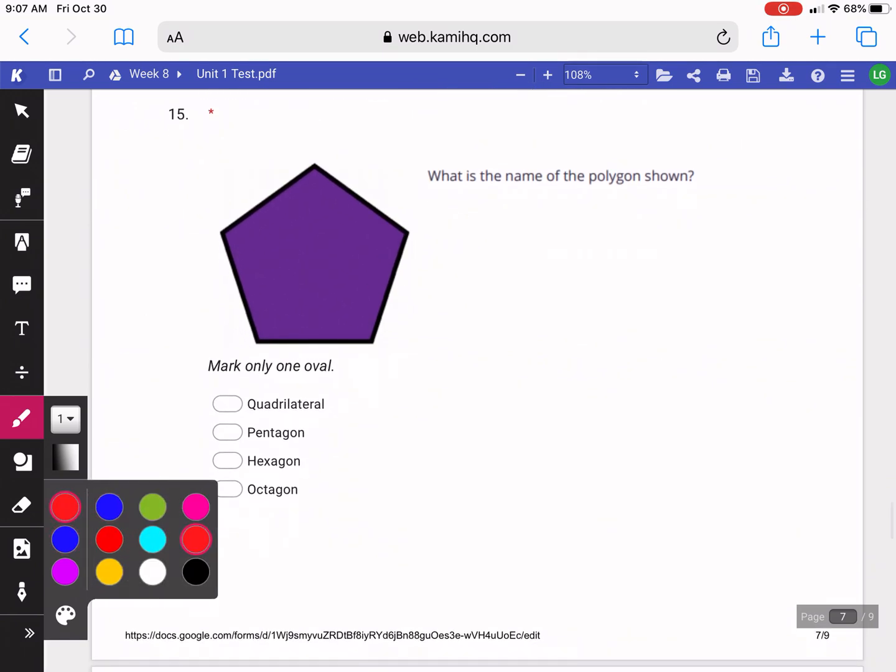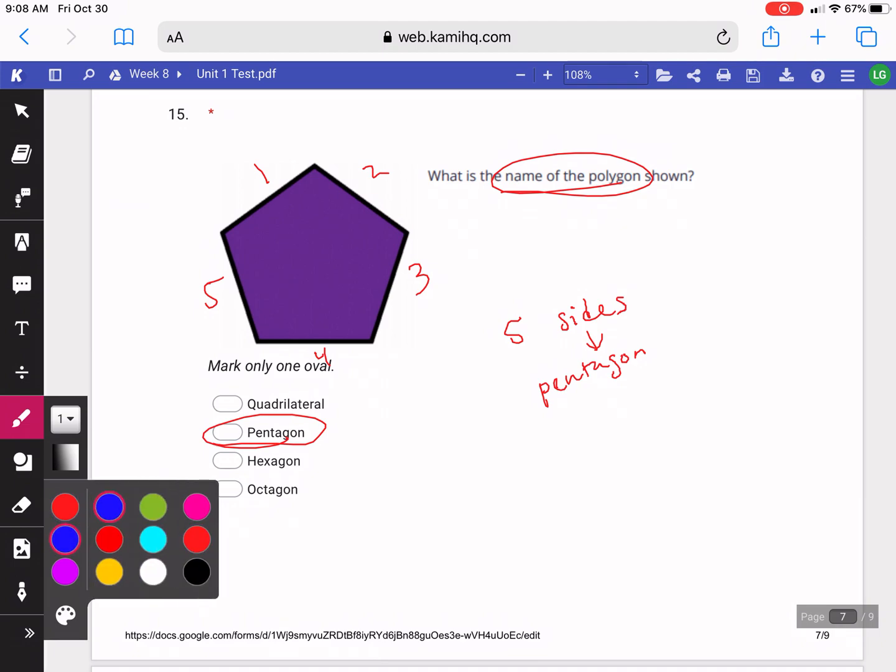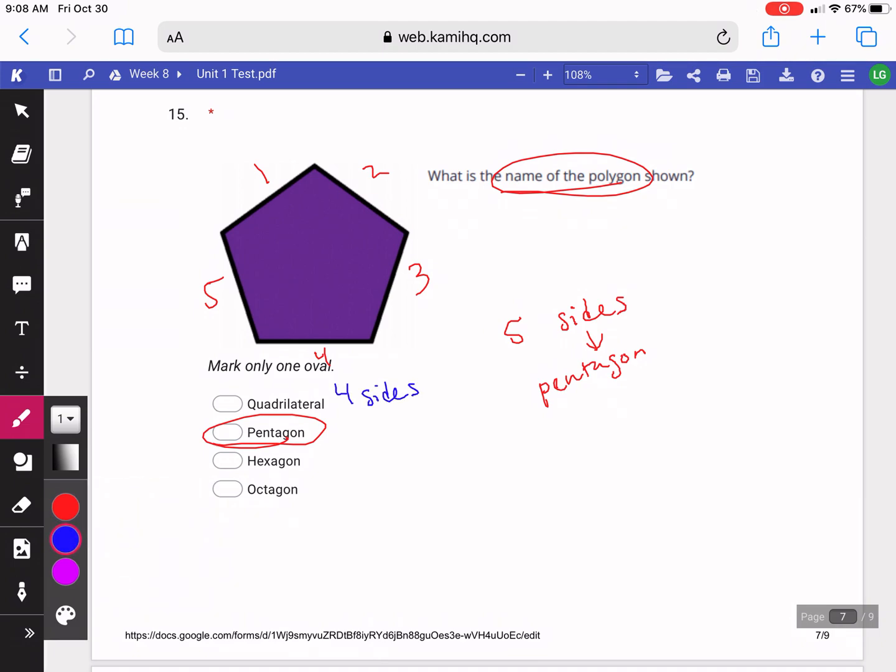This one wants to know the name of the polygon shown. So we need to count the sides. This has 1, 2, 3, 4, 5 sides. Shapes that have 5 sides are called pentagons. Quadrilaterals have 4 sides. Hexagons have 6 sides. And octagons have 8 sides.